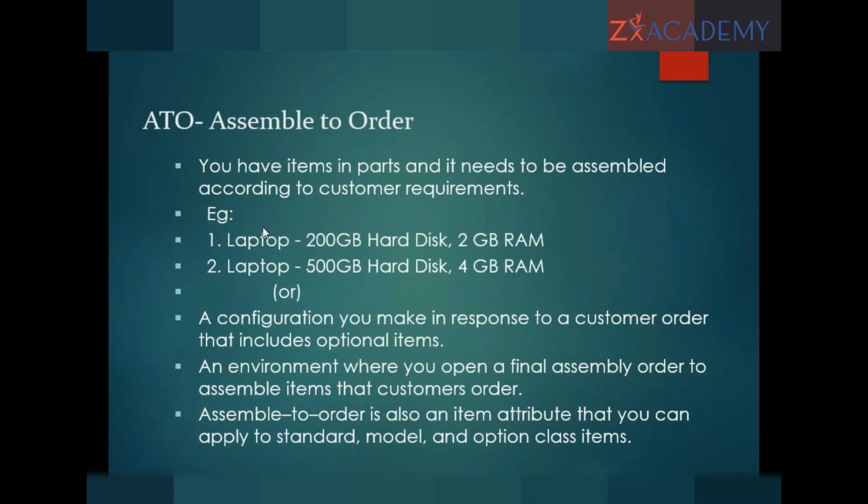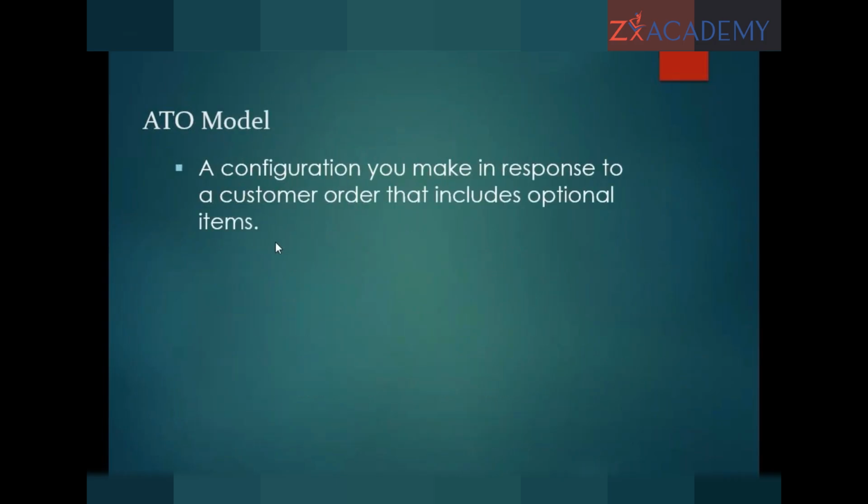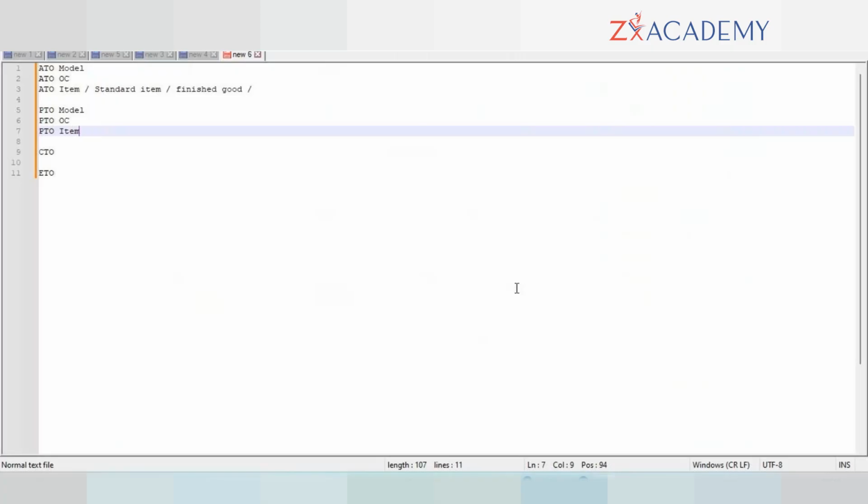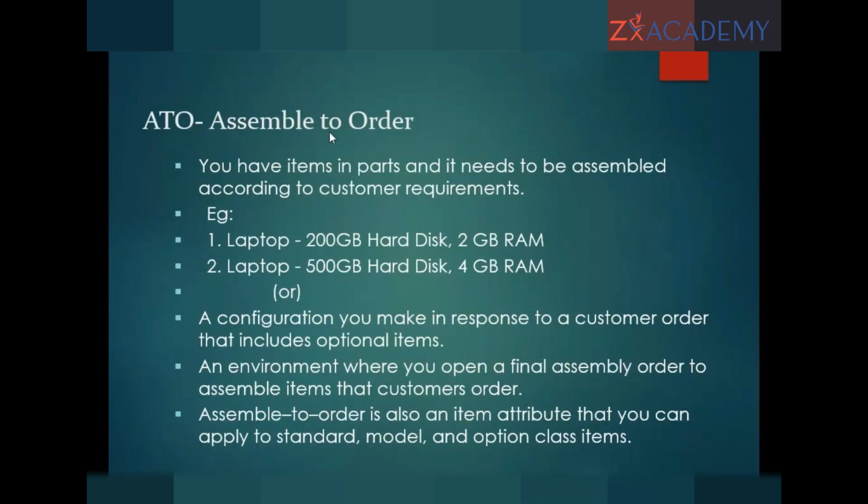The configuration, like suppose I have a laptop with a 200 GB hard disk and 2 GB RAM. All these act as an item for us. And another laptop configuration could be a 500 GB hard disk and 4 GB RAM, anything. So basically, ATO is just assemble to order.